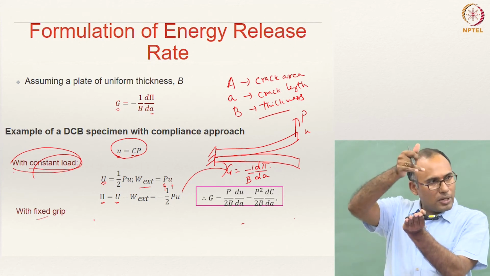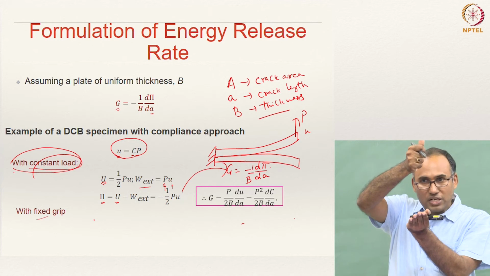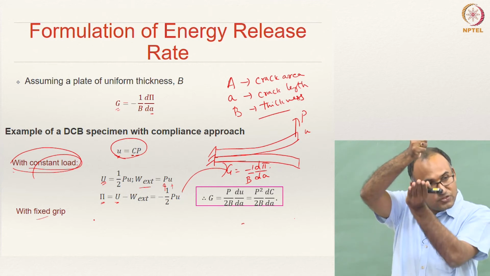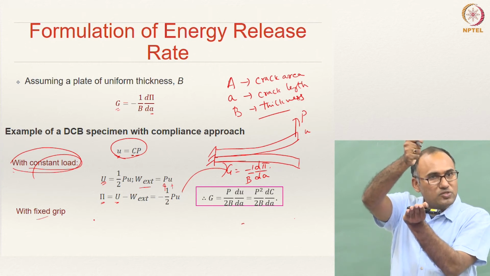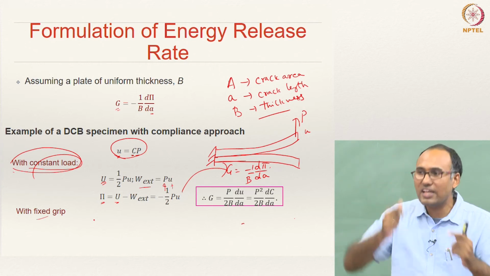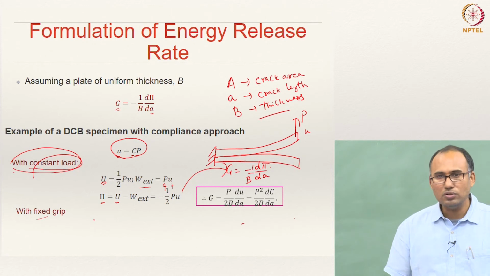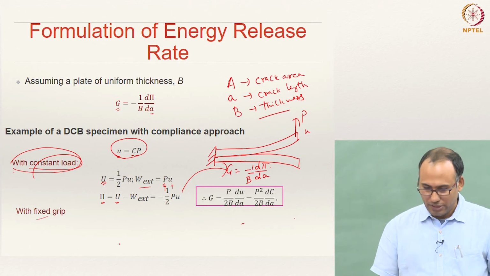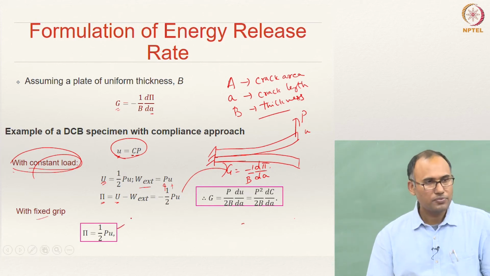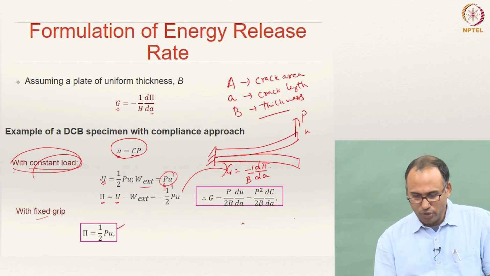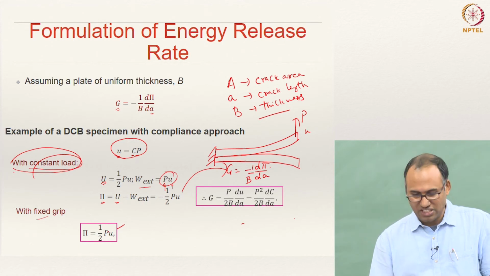That means wherever you are applying the load, the position at which you are applying the load is fixed in space. That means there is no displacement associated with that force. That means what is the work done? Work done is 0, and hence U equal to half Pu. That means pi equal to half Pu, right? Because this is 0, so pi equal to U minus W external, so pi equal to half Pu, right?